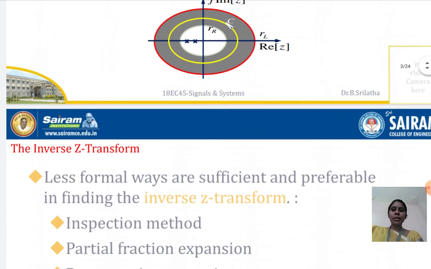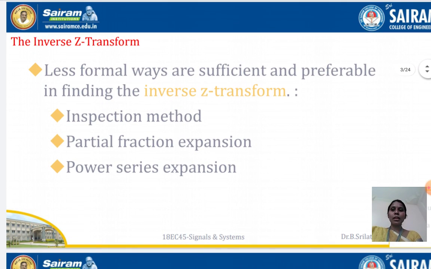Okay, clear? Now we'll see what are the different methods available to find the inverse Z transform. The less formal ways, which are successful and preferable, are: first, the inspection method; second, the partial fraction expansion method; and third, the power series expansion method. Now we'll see what the inspection method is.